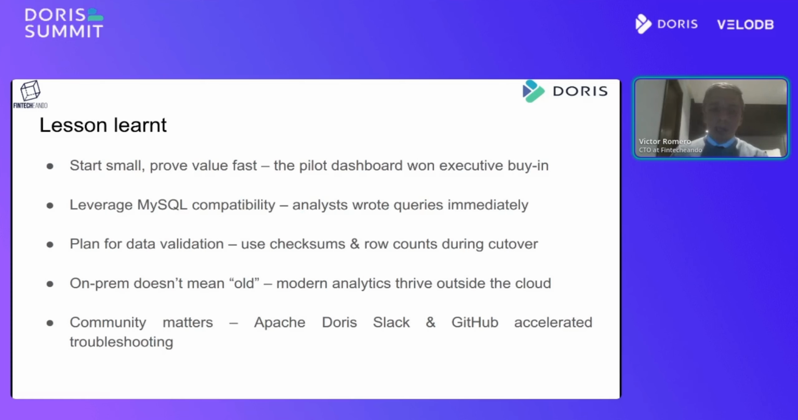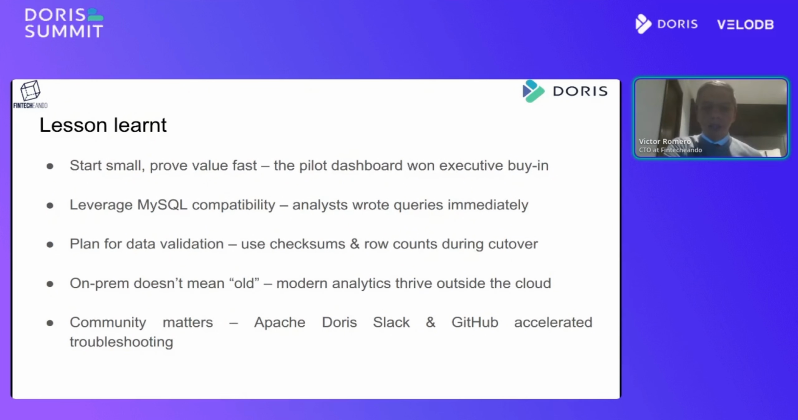On-premise doesn't mean old, because modern analytics thrive outside the cloud because of data restrictions, cross-border policies, and data privacy. For example, we are going to start a project using AI and large language models, or LLMs, in order to use this information, but with local deployments in order to do the data protection.